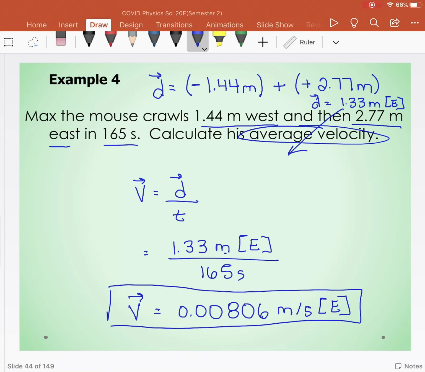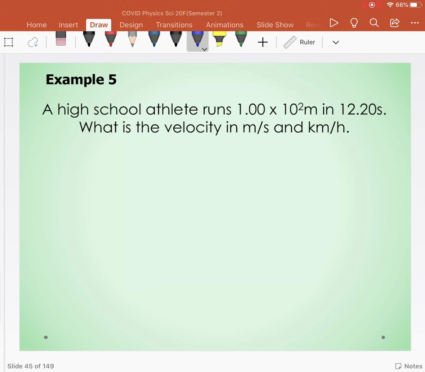Okay, last example. A high school athlete runs 1.00 times 10 to the 2 meters. So we're going to practice with scientific notation. In 12.2 seconds, what is his average velocity in meters per second and kilometers per hour? All right, first let's practice with converting this back to standard notation. So remember, this positive 2 indicates that you would be moving the decimal 2 places to the right. So 1, 2, so that's equal to 100 meters in standard notation.